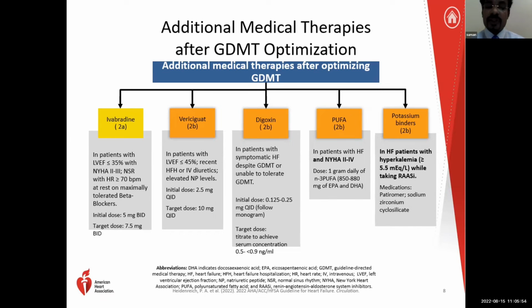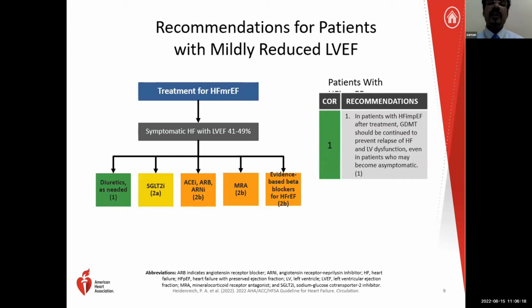And coming to digoxin, which is an old drug, there is no mortality benefit, but it will reduce recurrent hospital admissions. So we can use it. And regarding polyunsaturated fatty acids, it is a 2B indication, and also potassium binders, if there is any hyperkalemia, more than 5.5.